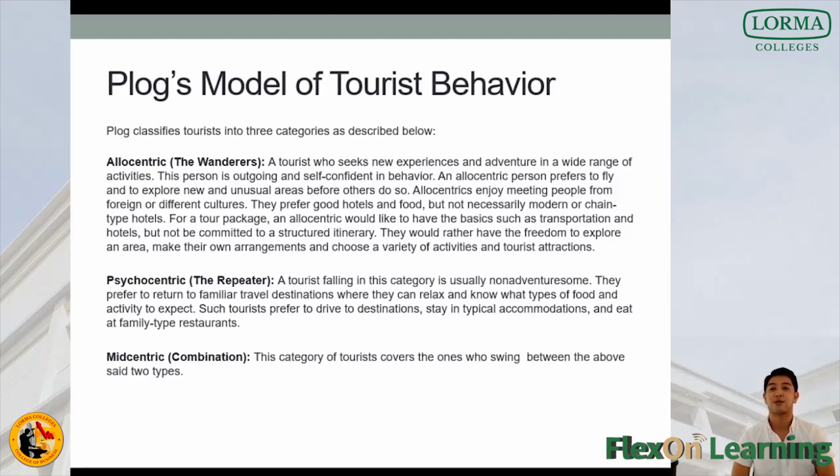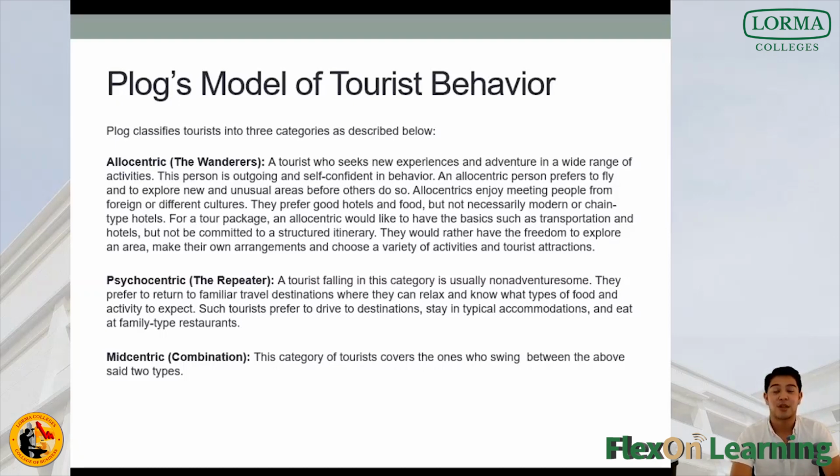They prefer good hotels and food, but not necessarily modern or chain-type hotels. For a tour package, an allocentric would like to have the basics such as transportation and hotels, but is not committed to a structured itinerary. They would rather have the freedom to explore an area, make their own arrangements, and choose a variety of activities and tourist attractions.